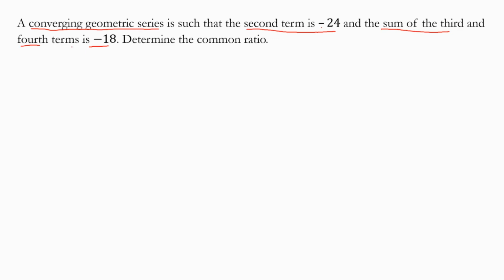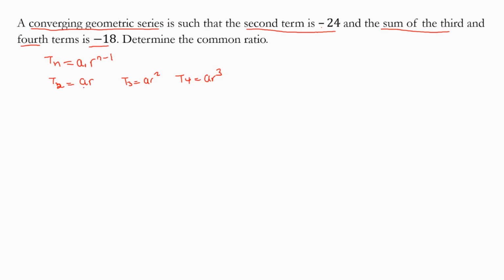So we know that for a geometric series, Tn is equal to A times R to the power n minus 1. So it means T2 is equal to AR. Let me write the three of them, and then T3 is equal to AR squared, then T4 is equal to AR cubed. Okay, let's create our two equations.